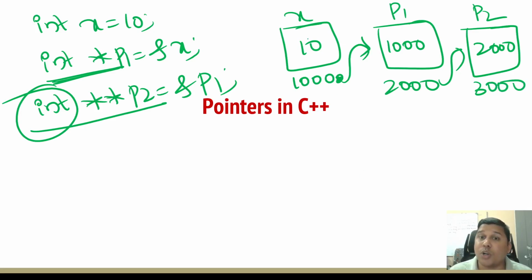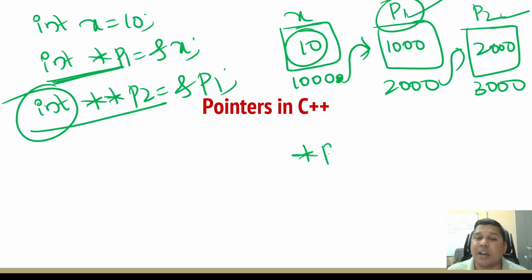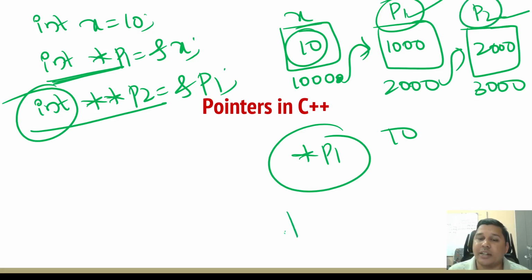So now if you want to print 10, you can use either p1 or p2. To use p1, you have to write *p1. This will give you 10. If you want to use p2, you have to write **p2. It will give you 20. Okay, like this you can.